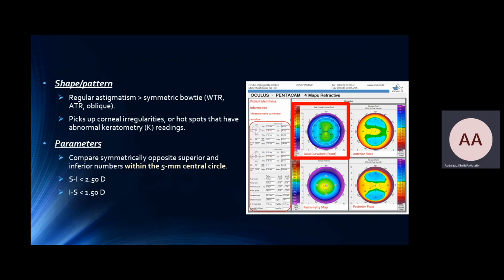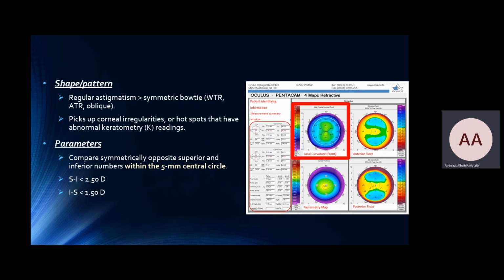Now, as we mentioned, we will look for the shape and pattern. Normally, the shape is regular. Regular astigmatism is a symmetric bow tie, whether it's with the rule, against the rule, or oblique astigmatism. The sagittal curvature map picks up corneal irregularities or hotspots that have abnormal keratometry readings.